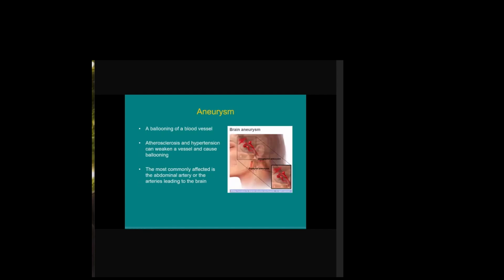Aneurysm is a ballooning of the blood vessel. So you have atherosclerosis, and hypertension can cause weakening of the vessel due to too much pressure on it, and then it will balloon. The most commonly affected is the abdominal part, or the vessels leading to the brain.